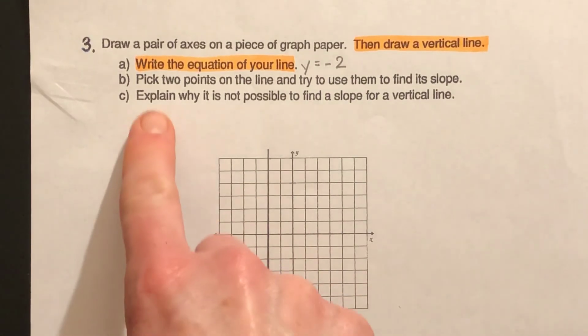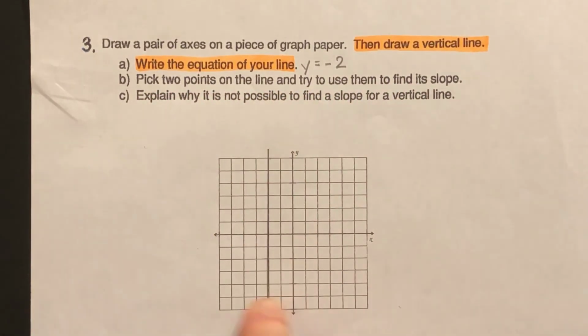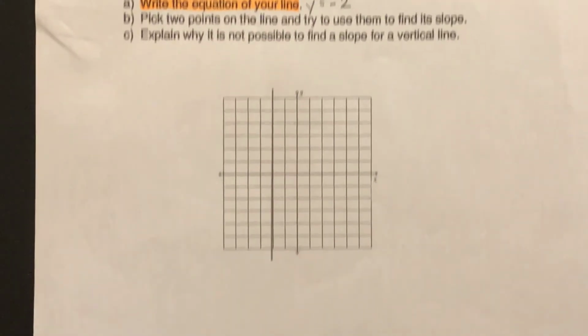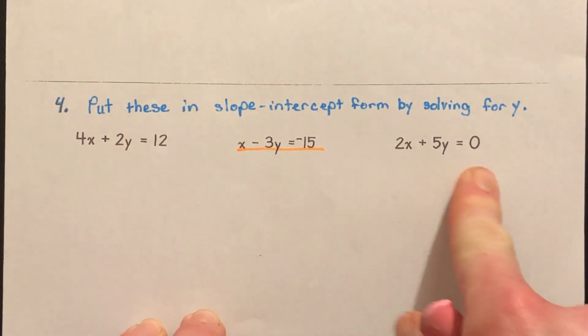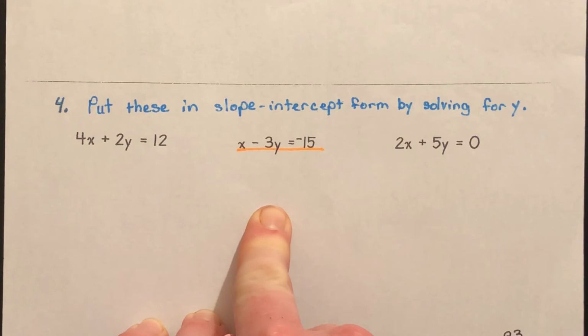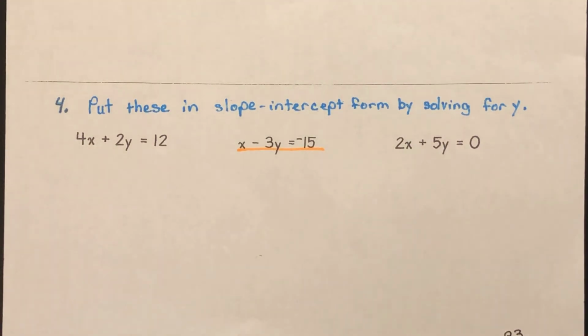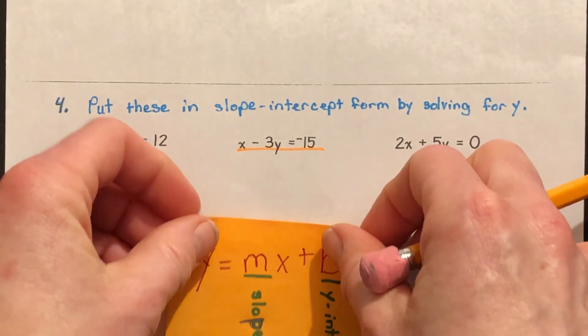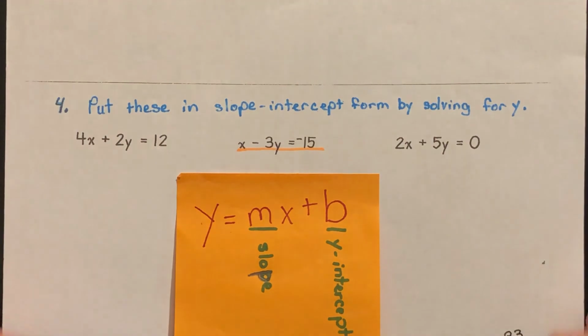It says pick 2 points on the line and try to use them to find slope. So you do that on your own, pick the 2 points, then explain why it is not possible to find slope for a vertical line. Down to number 4. You are going to put these equations into slope-intercept form. I will help you with this one, and then I want you to do both of these. Remember, slope-intercept form, you're solving for just the y.